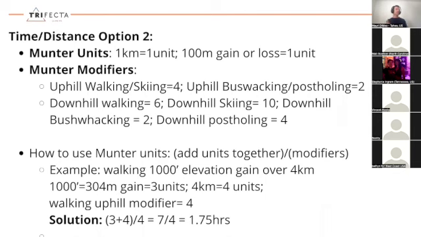So in the example at the bottom, if you are walking 1,000 feet of elevation gain over 4 kilometers, same numbers as before, 1,000 feet is 304 meters of gain because you have to convert it to meters, which is 3 Munter units for 300 meters of gain. Then you have 4 kilometers, which is 4 Munter units. So you have in the solution, you have 3 plus 4, and you divide that by your modifier for walking uphill, which is also 4, which gives you 1.75 hours for your estimated movement time.